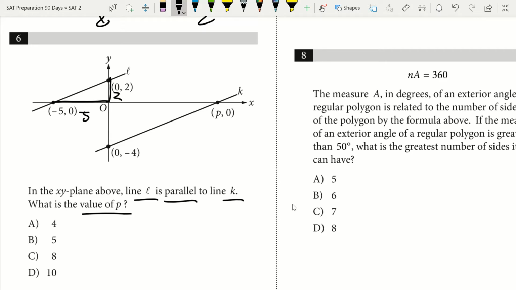I see over here I've got to go up by 4. If I've got to go up 4, I know that that's double going up 2, which means I've got to double what I go to the right, which means I've got to go to the right 10. I start at 0, therefore P must be 10. So my answer for 6 is going to be D.